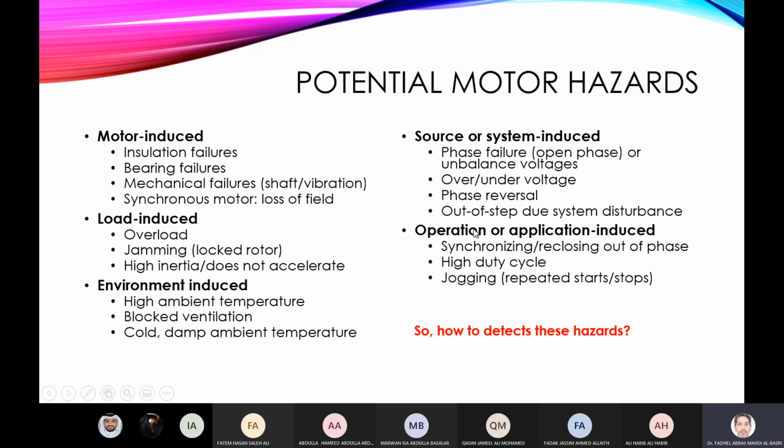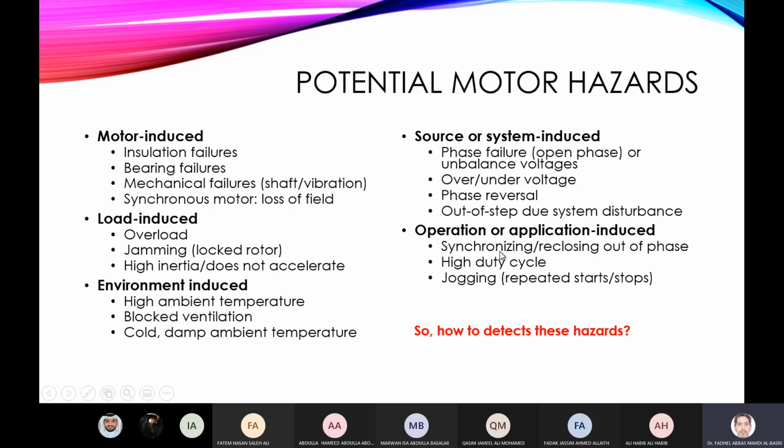The motor could be out of step due to system disturbances. You know, if you have a fault in the system, it can lead the voltage to dip, and the motor can stall. Even if the fault is not in the motor, but outside in the system.